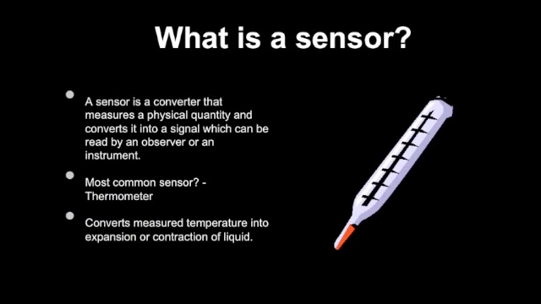What is a sensor? A sensor is a converter that measures a physical quantity and converts it into a signal which can be read by an observer or an instrument. A thermometer is the most basic sensor that converts measured temperature into expansion or contraction of liquid.